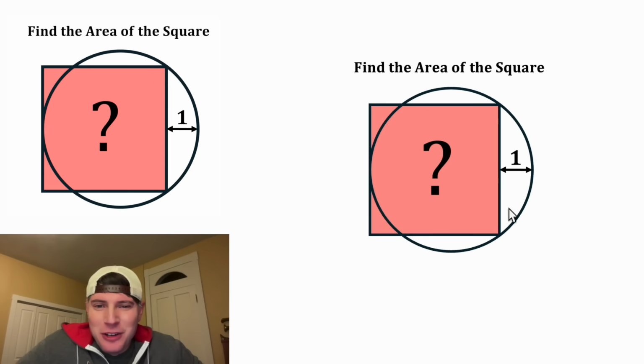Hey guys, this looks like a fun one. We're given a square and a circle, and it looks like they touch here, here, and they're tangent right here. We're given that this distance is equal to 1, and it wants us to find the area of the square.